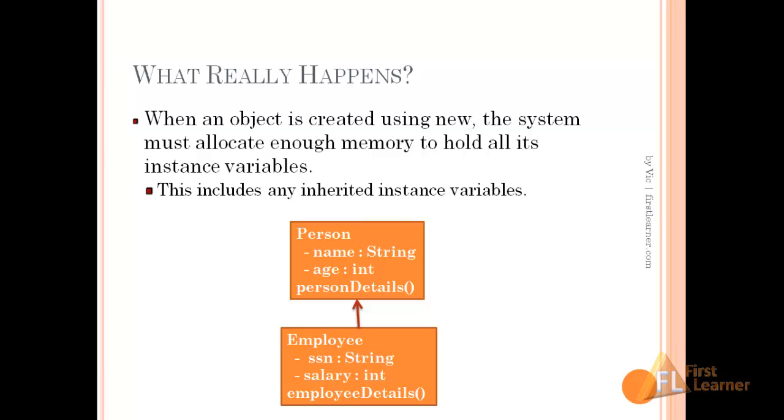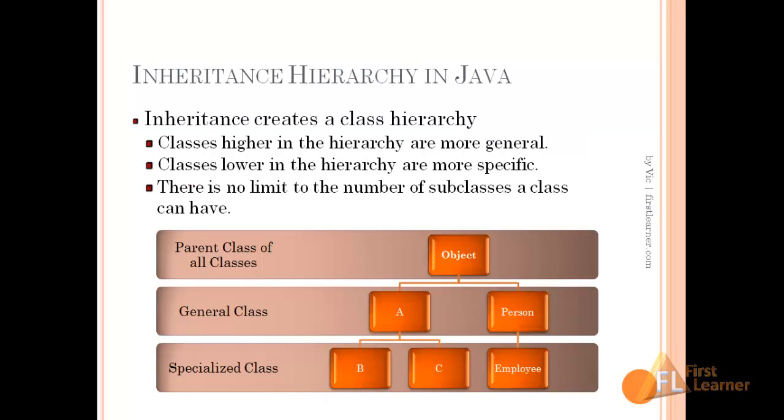So now let's see the class hierarchy, the inheritance hierarchy in Java. Inheritance creates a class hierarchy, and the classes that are higher in the hierarchy are the more general classes, and the classes lower in the hierarchy are more specific classes. Here you can see we have the object class as the parent of all the classes. In Java, the object class is the parent of all the classes that are created.